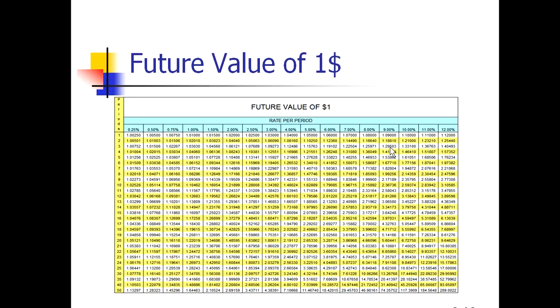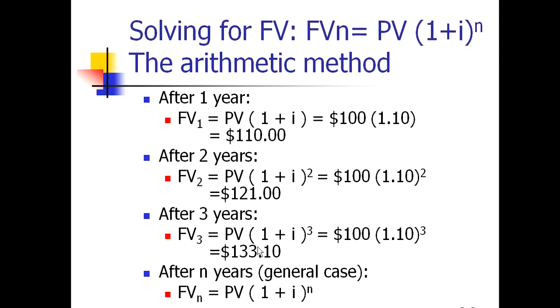As we see here, the rate of our interest is 10%, so we go under 10% for the third year, and we will get this number, which is 1.33. So we have to multiply this number by our present value to get the future value, which is this number.